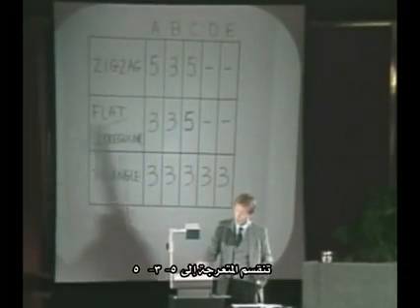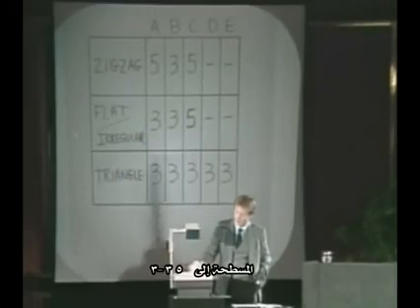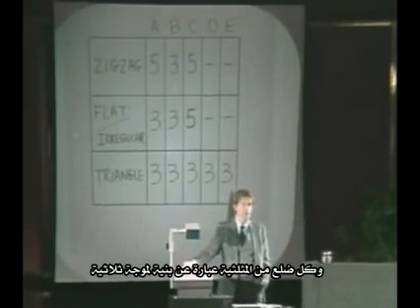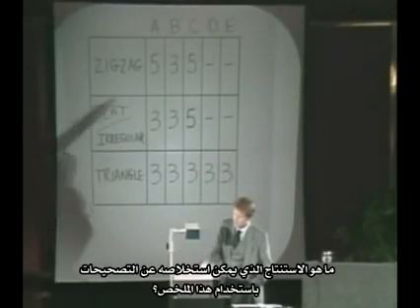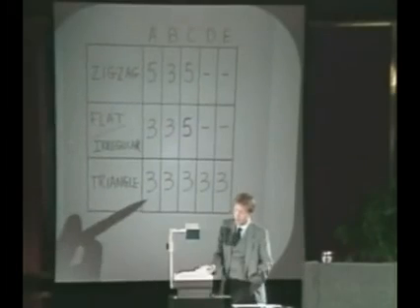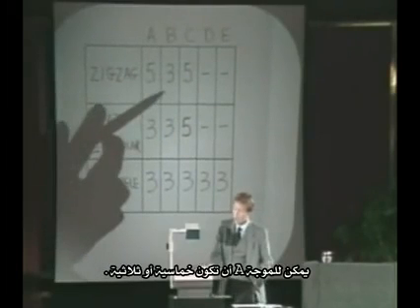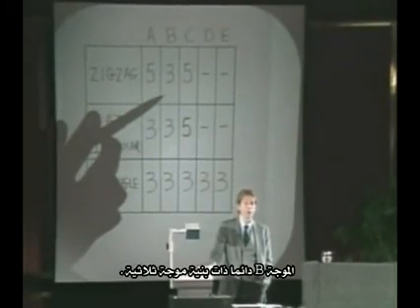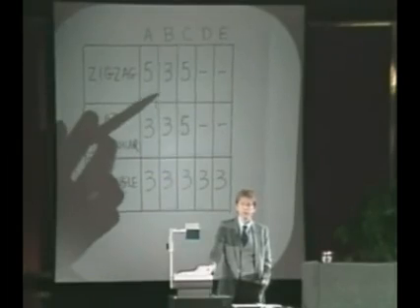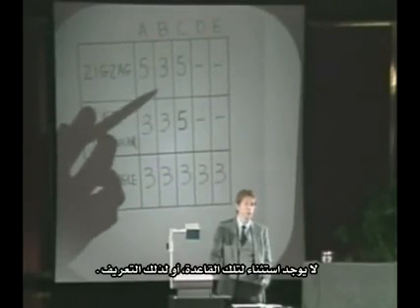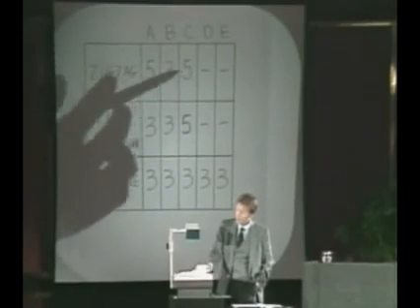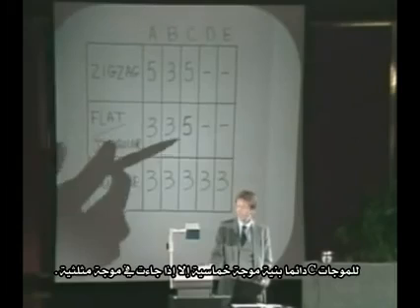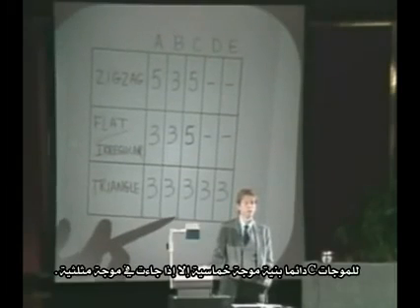Zigzags subdivide 5, 3, 5. Flats subdivide 3, 3, 5. And triangles, every leg is a 3-wave structure. Now, what can you say? What statements can you say about corrections given this? Well, A's can be 5s or 3s. B waves are always 3-wave structures. There are no exceptions to that rule, to that definition. C waves are always 5-wave structures unless they occur in a triangle.